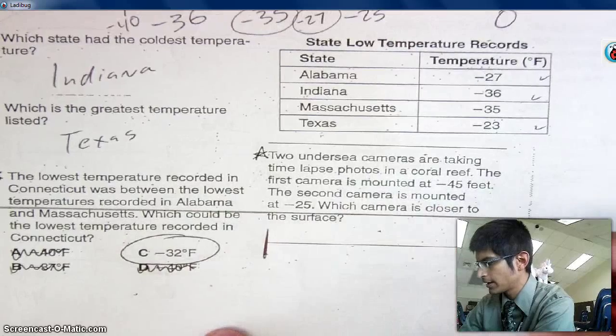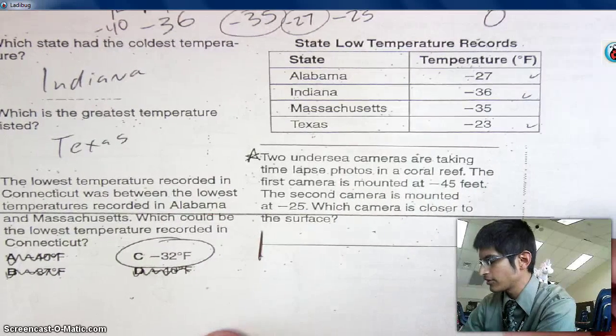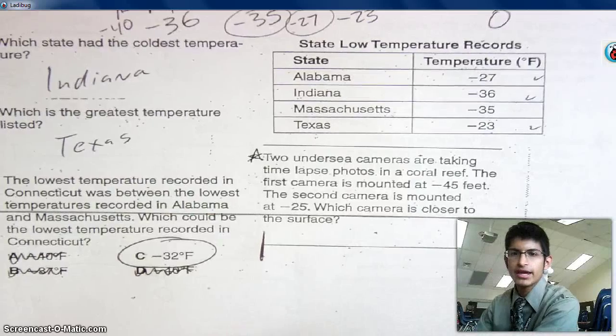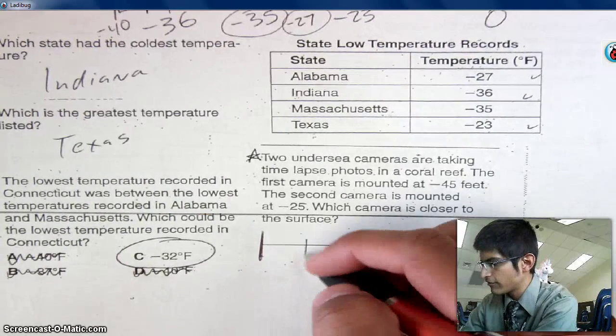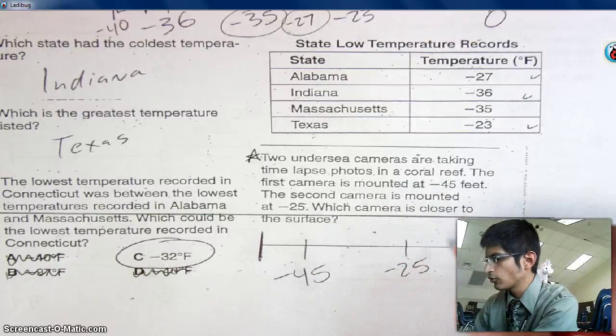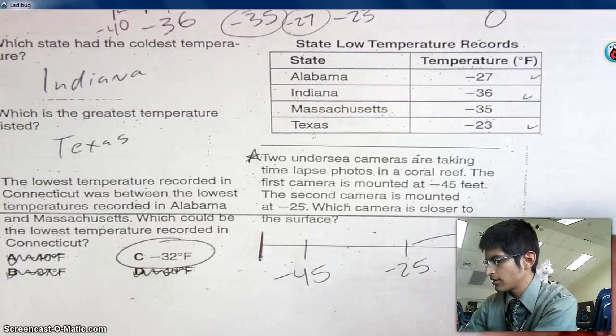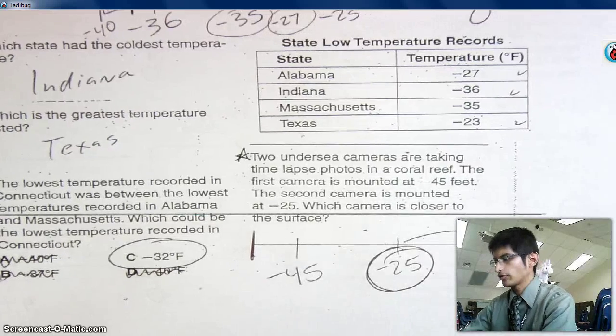So here's a number line. Here's 0. 0 is the surface, and the positive numbers would be above land. All the negative numbers would be below the water. So this one is at negative 45, so that'd be like over here. And this is at negative 25. Which one is closer to the surface? Well, negative 25 is closer, because that's closer to 0.